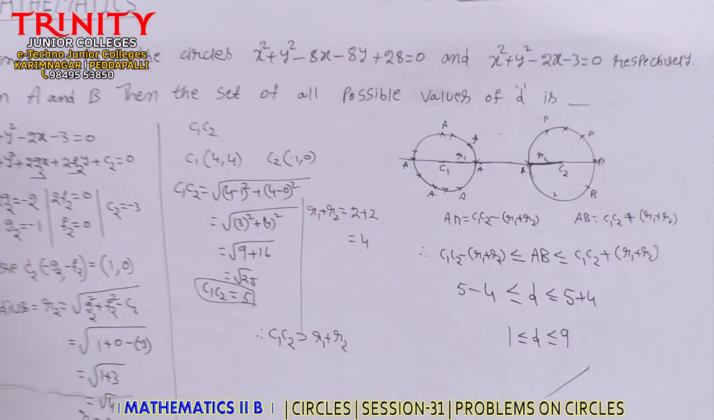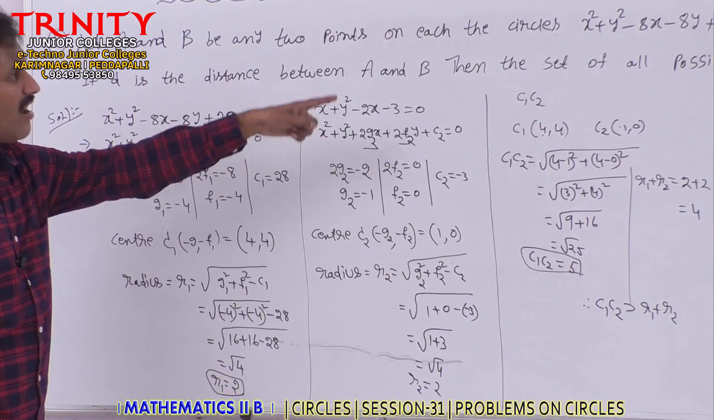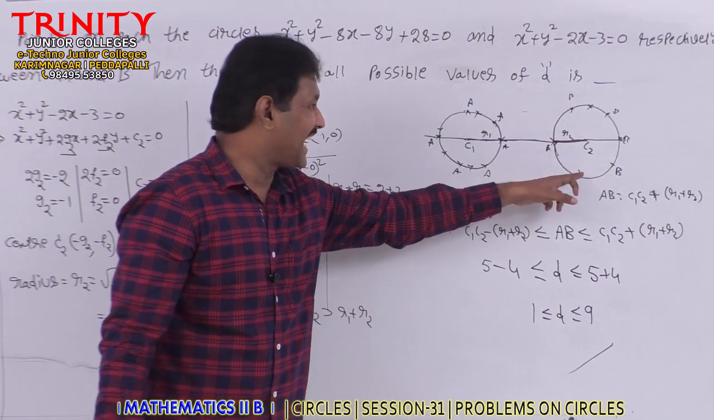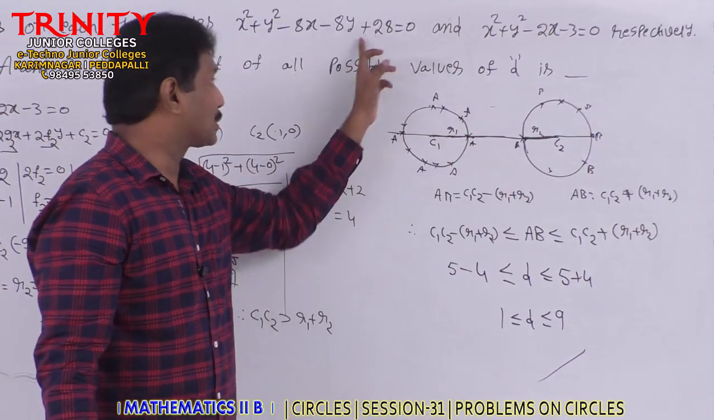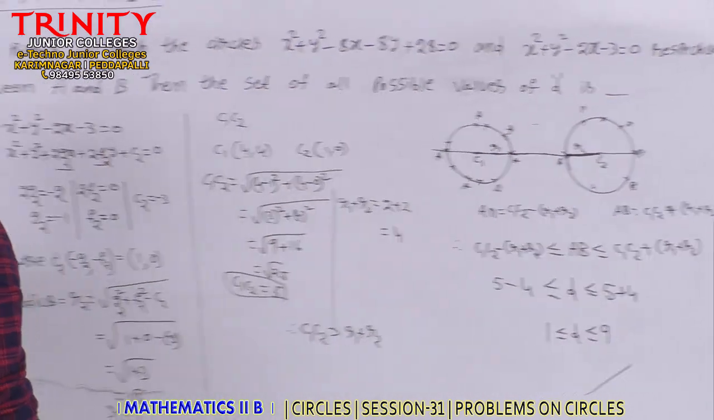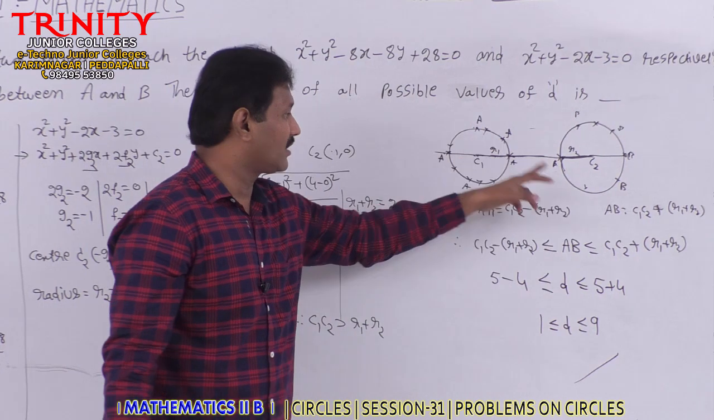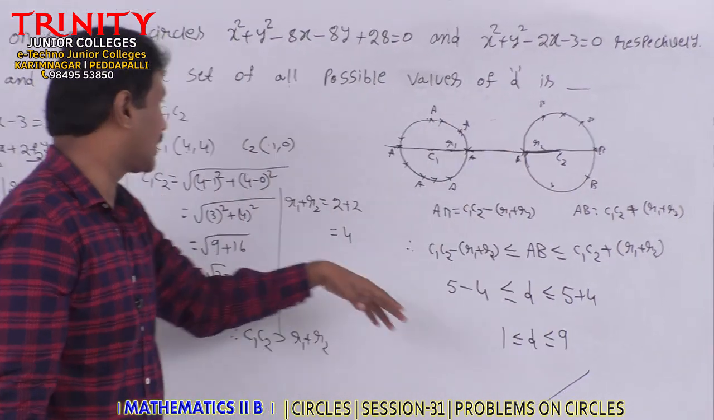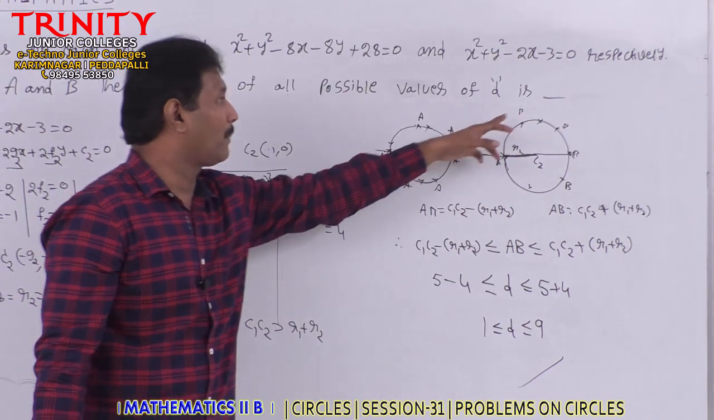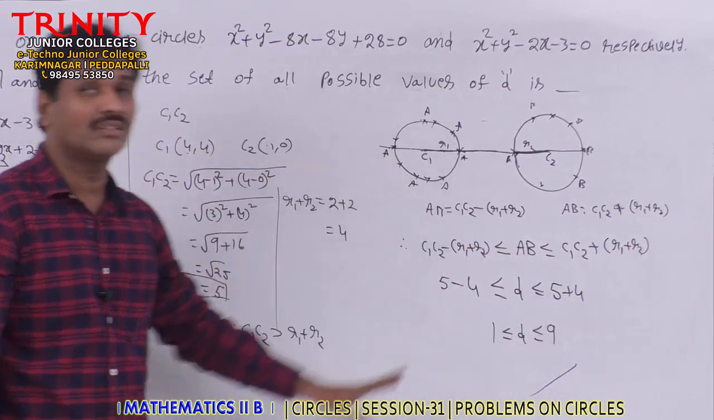This is the property. Actually, let A and B be any two points, one on each circle. A is any point on the circle, B is any point on the circle. These two circles are away from each other. Then find D, the distance between the points A and B. Suppose A is here, suppose B is here, any possibilities. D is the distance between the two points A, B. Then all possible values of D are 1 ≤ D ≤ 9.